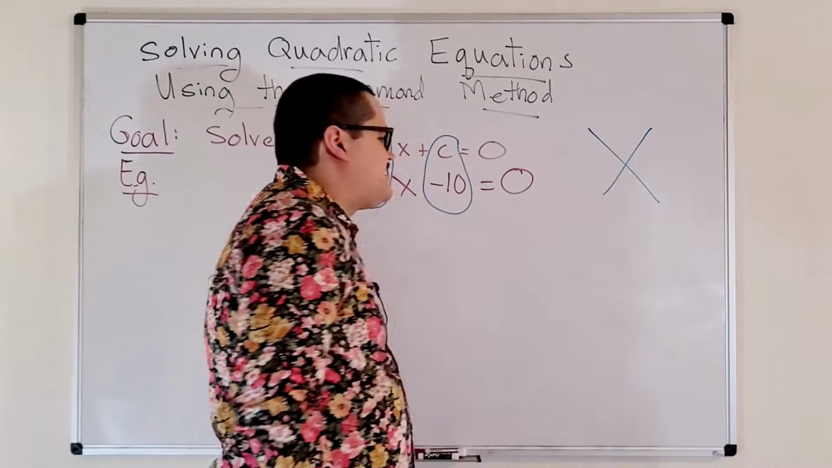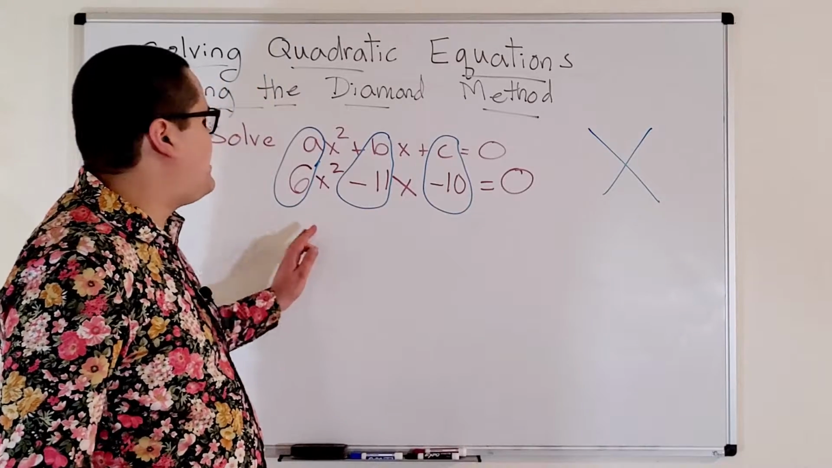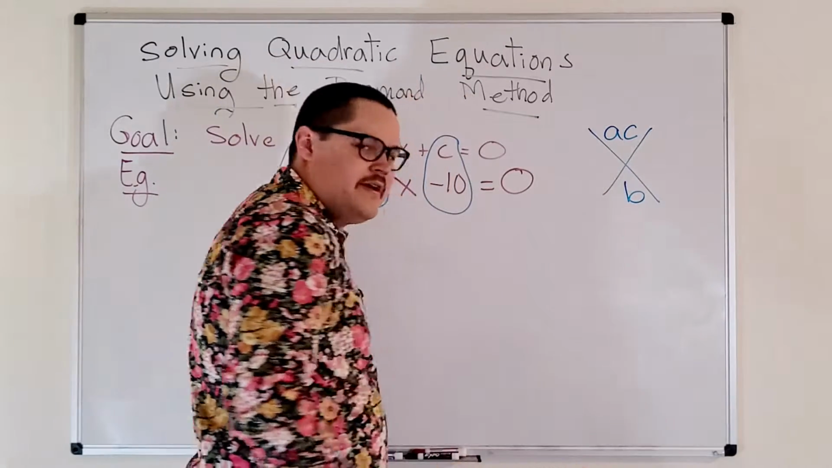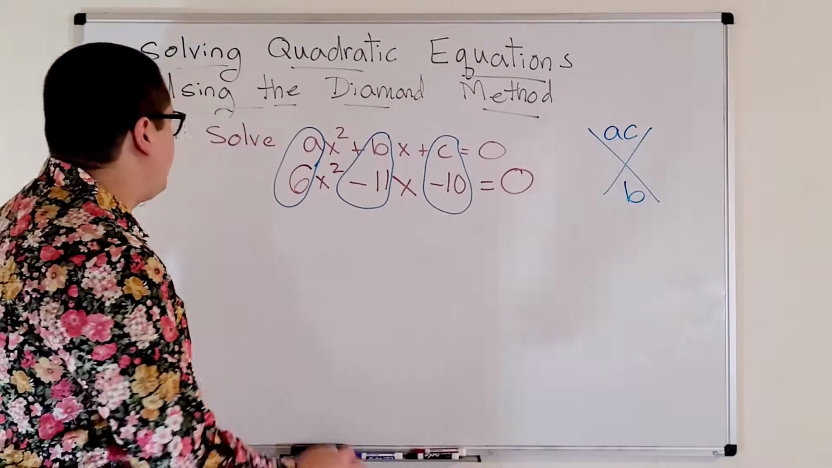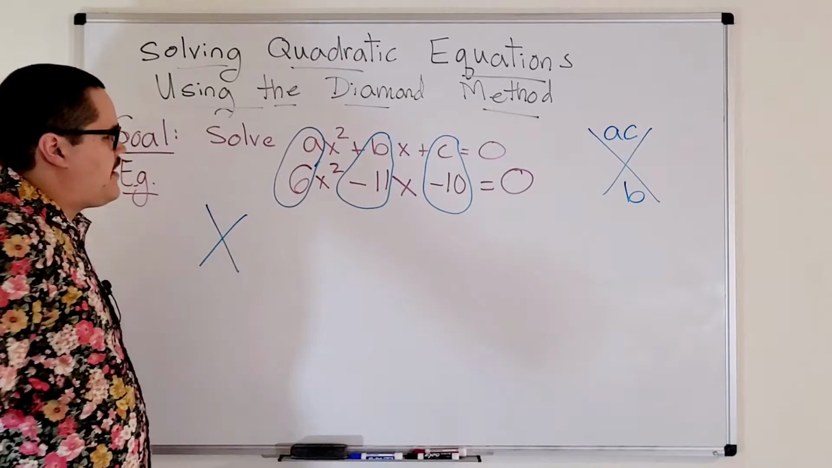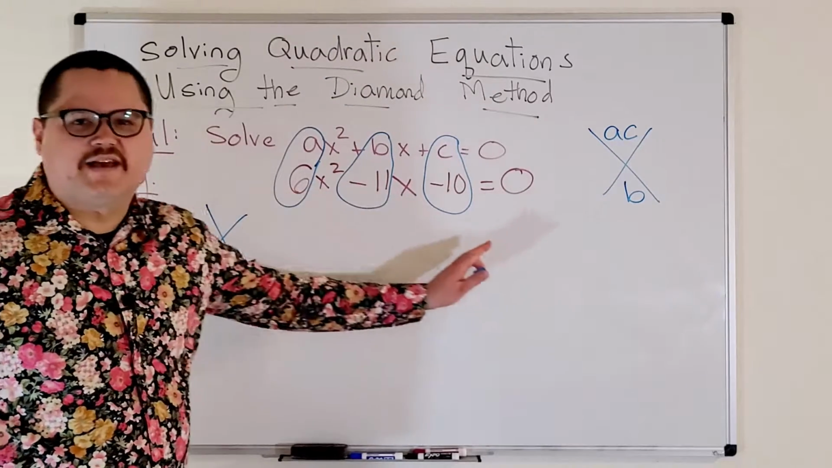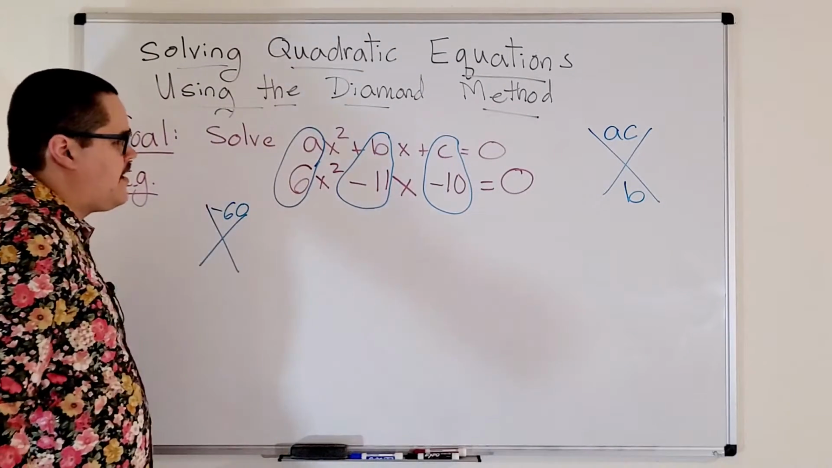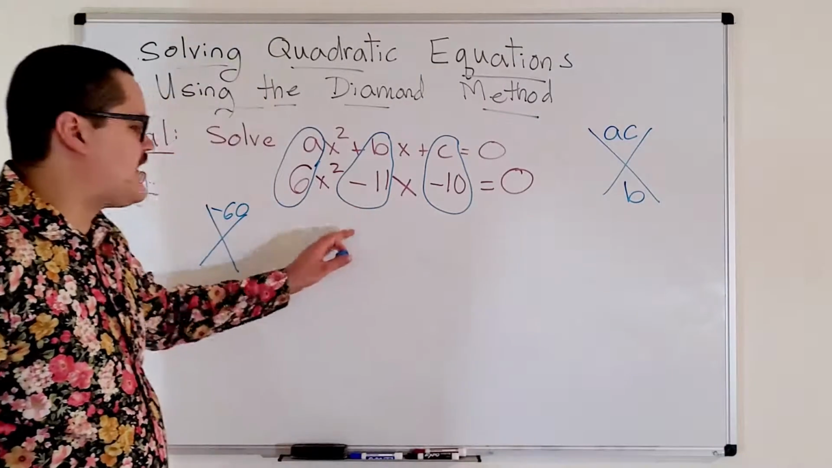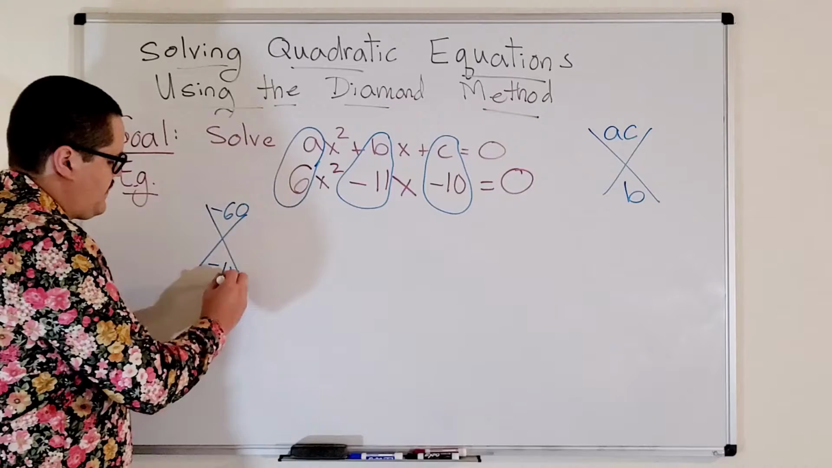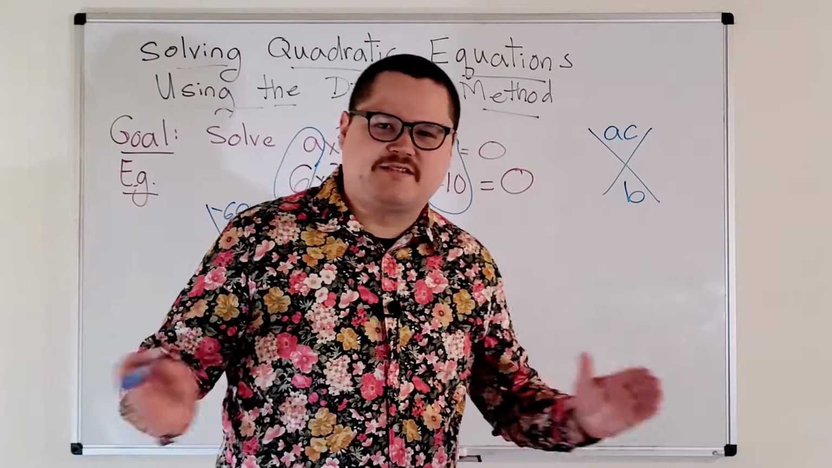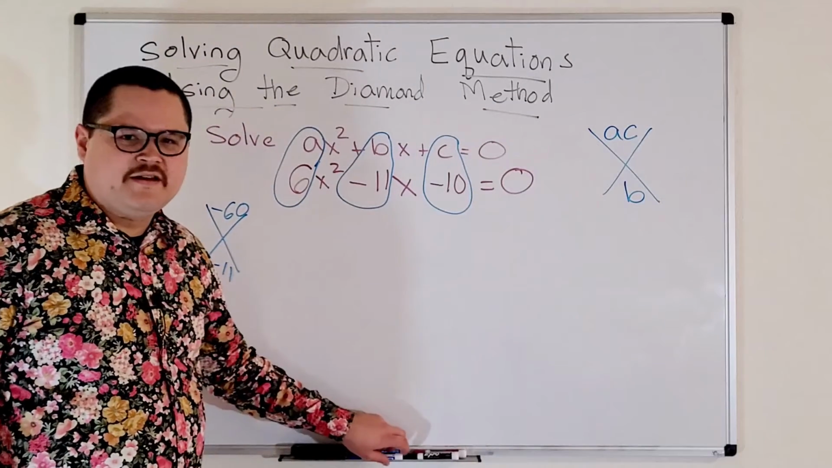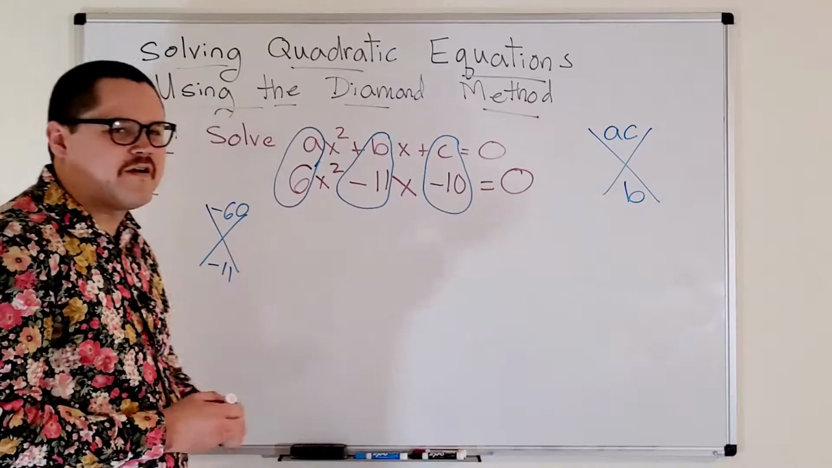And we put in the x, as in the top part, we put a times c. And in the bottom part, we put b. For example, here, a times c is 6 times negative 10 is negative 60. And b is just negative 11. That's step 2.